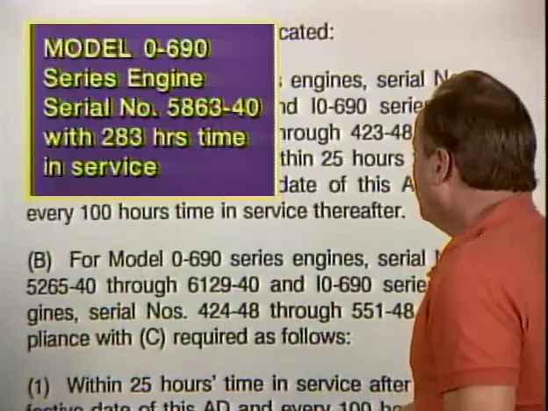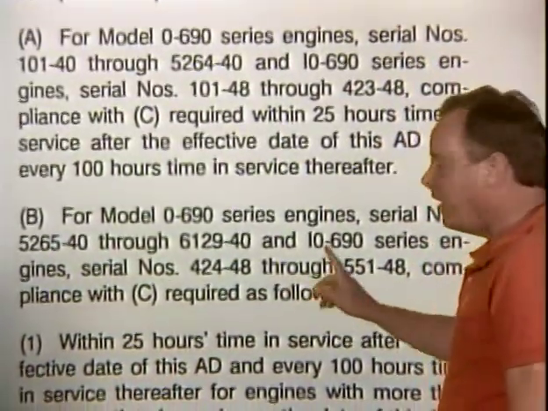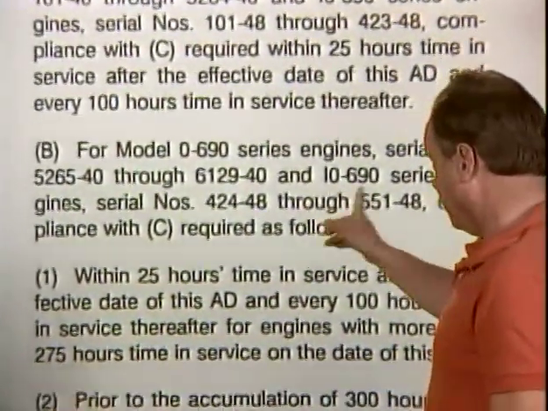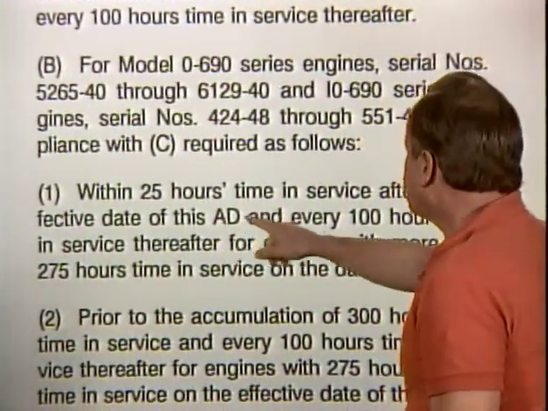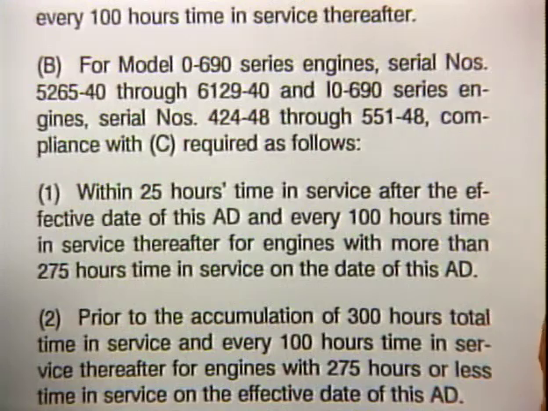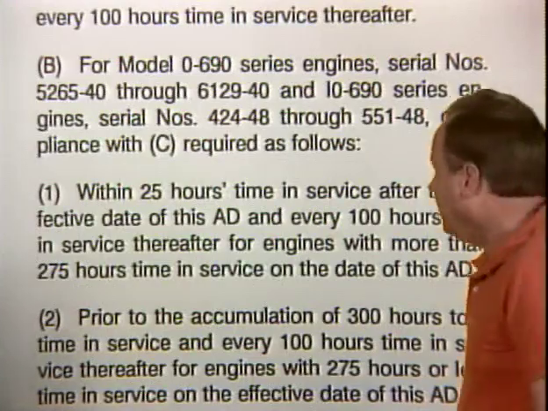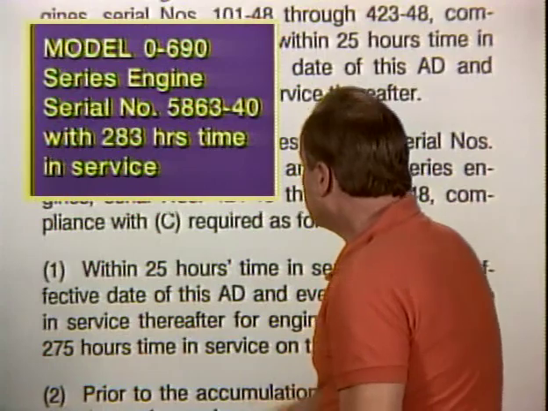Let's continue. It says you must comply as follows. All right, we're not an IO, so we don't need to worry about that. Number one says, within 25 hours time in service after the effective date of this AD, and every 100 hours time in service thereafter for engines with more than 275 hours time in service on the date of this AD. Now, let's look one more time at our engine. Did we have more than 275 hours? Son of a gun, we did.